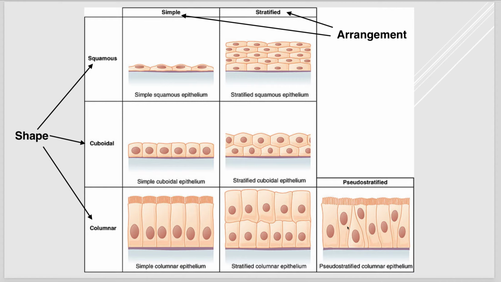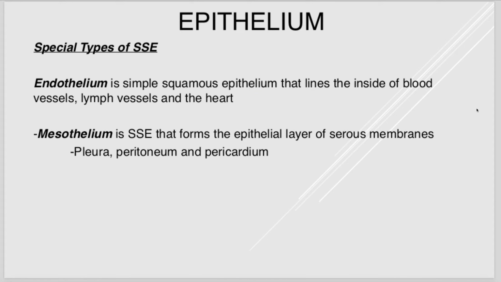And then we have this special type called pseudostratified, which is found in areas of the respiratory tract. And it looks like it's stratified, but it's really not, because all of these cells will contact this base layer down here. So that's how we classify epithelial tissue. Now, I talked about these special types of simple squamous epithelium, and you should definitely know these.